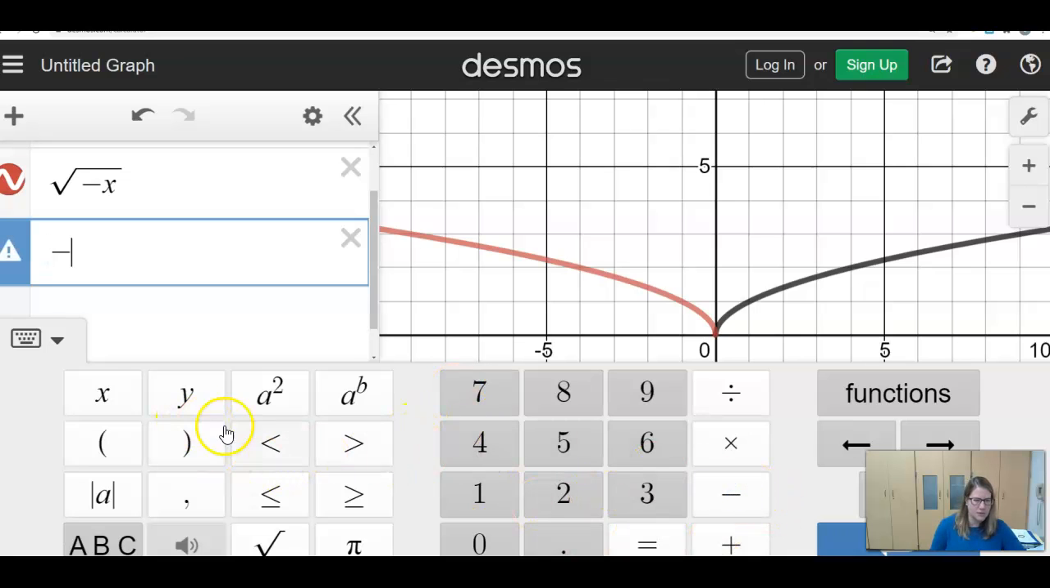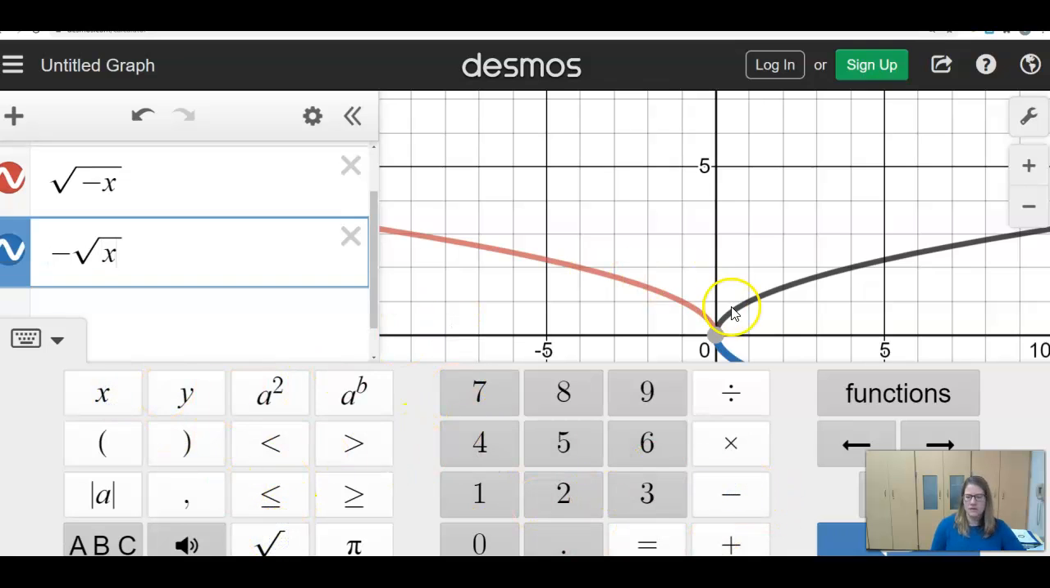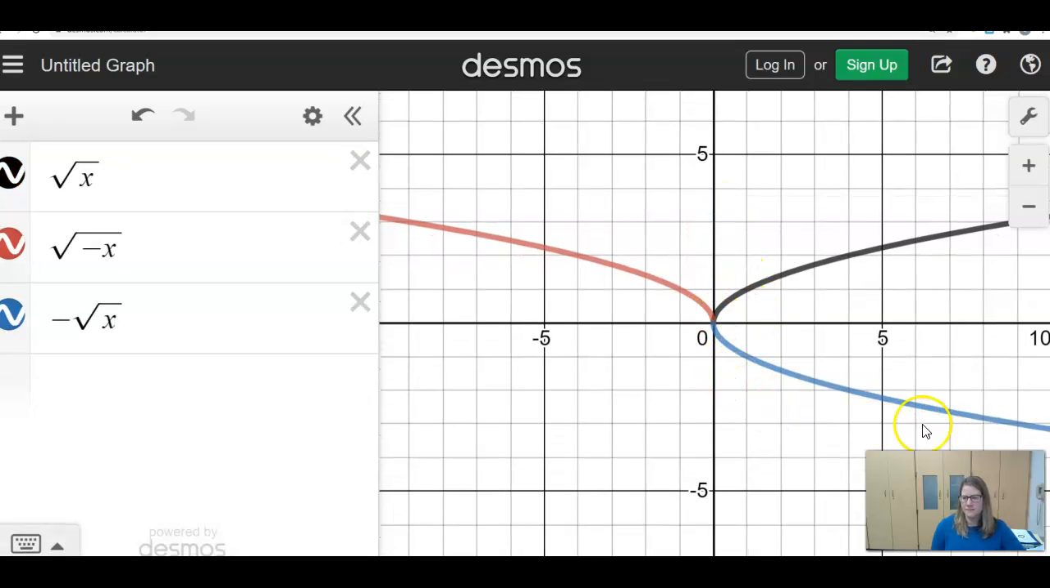So I'll do that one too. So see how that one reflected across the x-axis instead of the y-axis. So if it's on the outside, it's a change that is up and down. It's along the y-axis. If it's on the inside, it's a change side to side. Just like a slide on the inside is right and left, and a slide on the outside is up and down. That's what we learned yesterday.